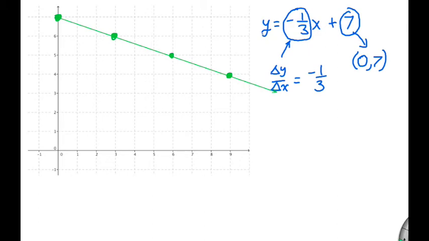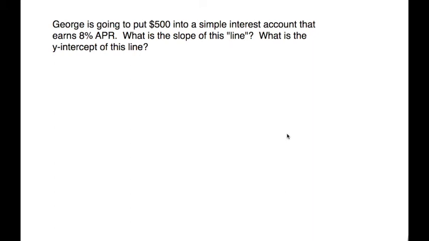Now don't get too attached to having a y and an x in your formula. If we're talking about distance, we might want one of the variables to be d. We might want the x to be t for time. So x and y are basically variable placeholders. For instance, back to a problem that we did in the previous section, George is going to put $500 into a simple interest account that earns 8% APR. What is the slope of this line? Now, a lot of people, they jump right on, oh, it's 8%. But you have to think about what are you going to get out of an 8% APR when you're putting away money? What are you interested in?